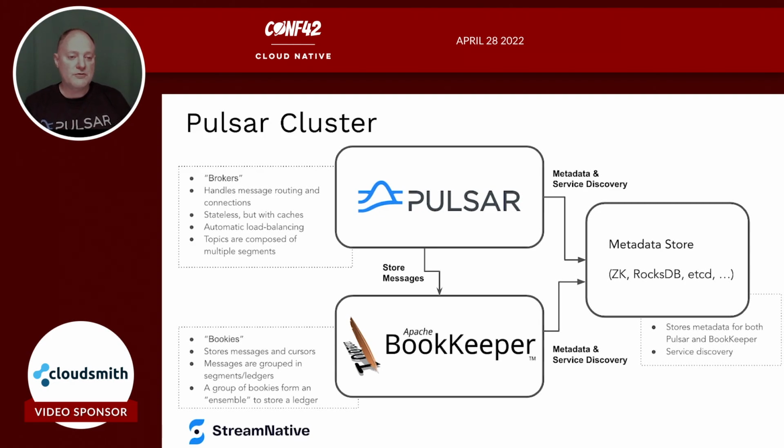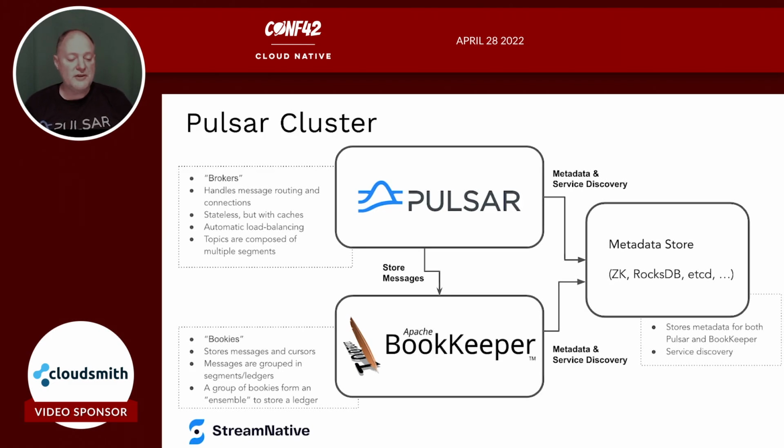The Pulsar brokers handle all the messages, make sure things are routed and connected, with some caching in there, automatically load balance, and handle segmenting the topics. These are very easy to scale out. They don't need much disk. These are very inexpensive, smaller brokers. You can scale them up and down very easily, and not have to worry about the storage.